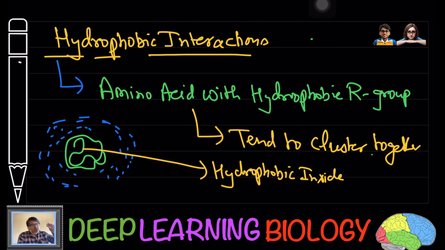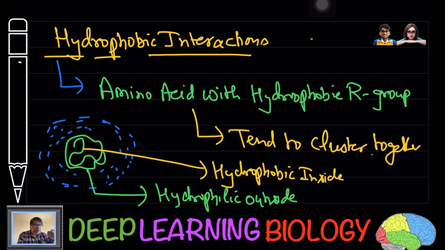The outside environment is hydrophilic. So like attracts like: hydrophilic amino acids will be present outside, and the hydrophobic amino acids will be present inside. Due to hydrophobic interaction, the amino acids with hydrophobic R group will try to cluster together.